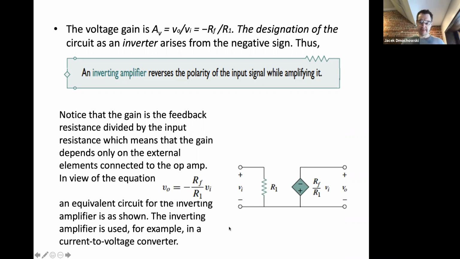Okay, so an equivalent view of the inverter is the following. You have some input voltage, VI, that is connected through some resistor, R1. And at the other end, the output side, you magically reproduce a voltage that is equal to RF over R1 times VI, again with a negative polarity, right? So notice that the plus sign here is at the bottom, which means that V naught has the opposite polarity to VI.